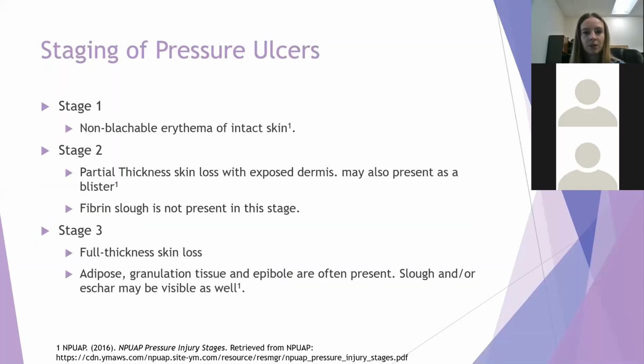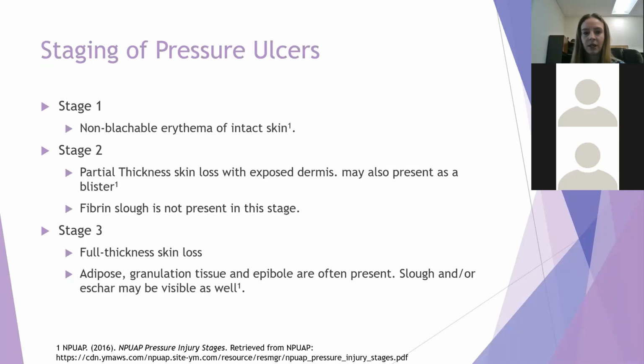Stage 1 for pressure ulcer is non-blanchable erythema of intact skin, so there's no opening or blistering. Stage 2 is partial thickness skin loss without exposed dermis. They also present as a blister. With this one, when documenting it, there would be no fibrin slough at that stage.